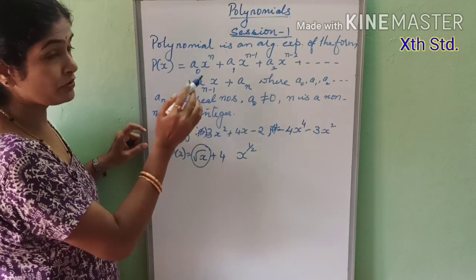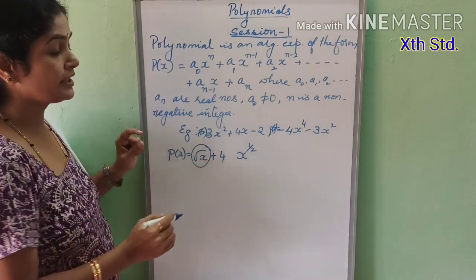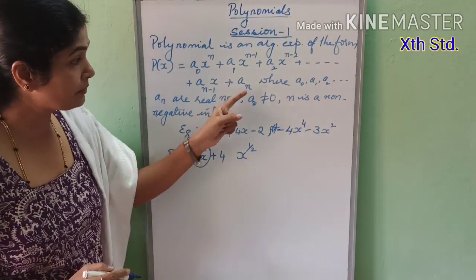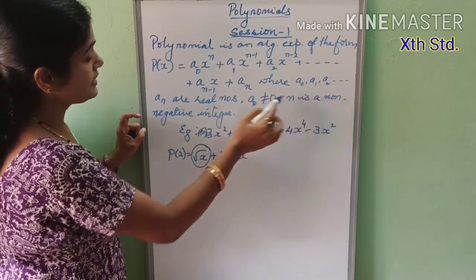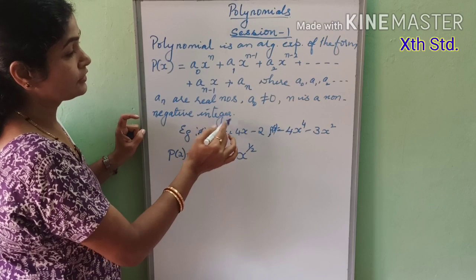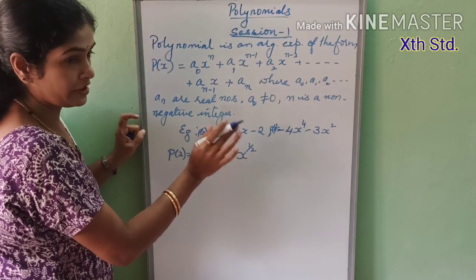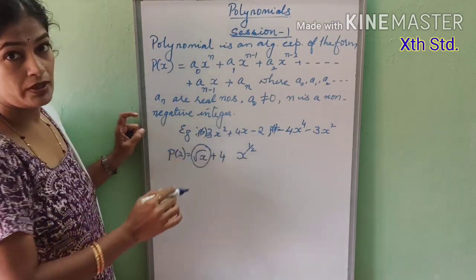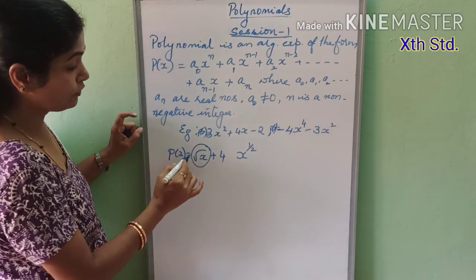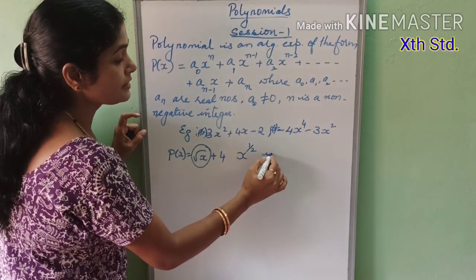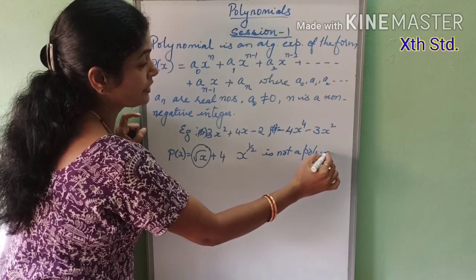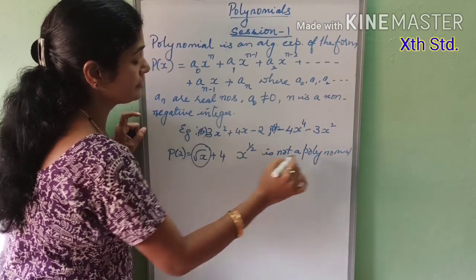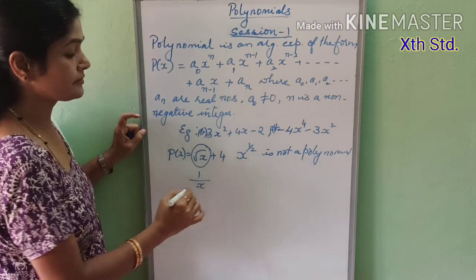We have defined a polynomial such that the power n must be a non-negative integer. It is non-negative, agree, but is it an integer? 1 by 2 is not an integer. Therefore, root x plus 4 is not a polynomial.